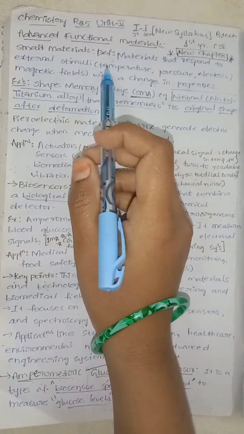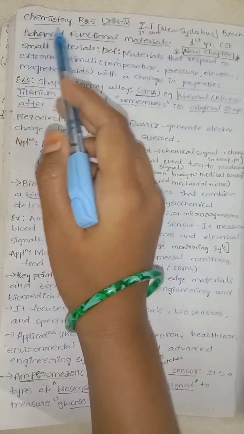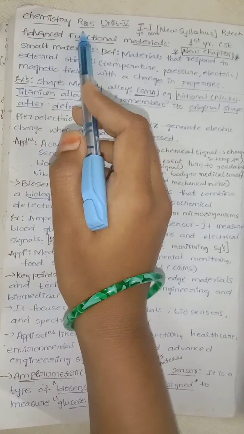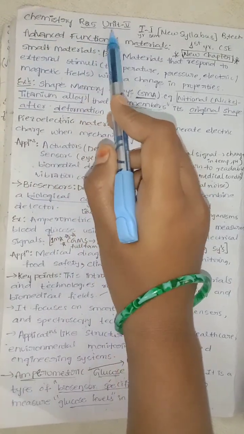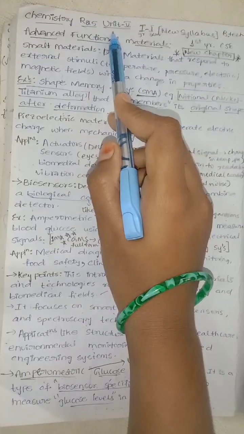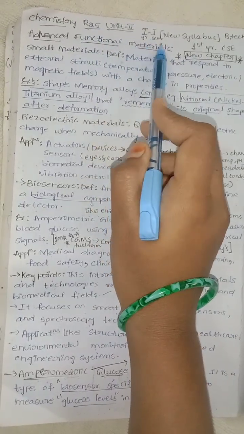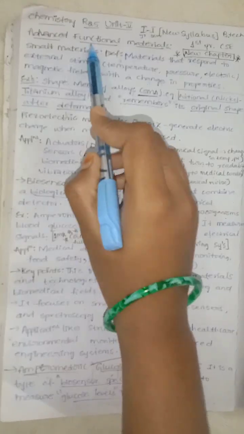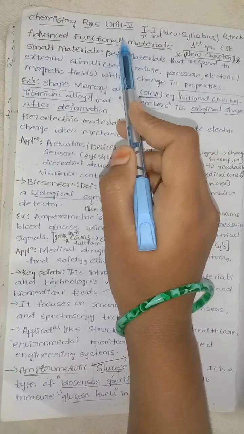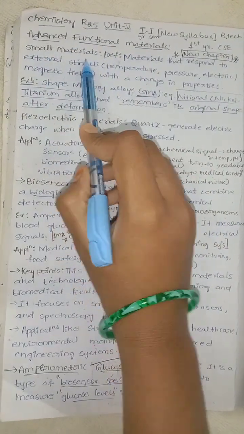This is Sarayu. Now I am going to explain the chemistry subject, R25 regulation, 5th unit. This is a new unit in R25 regulation, first year first semester. The chapter name is Advanced Functional Materials. The first topic is smart materials.